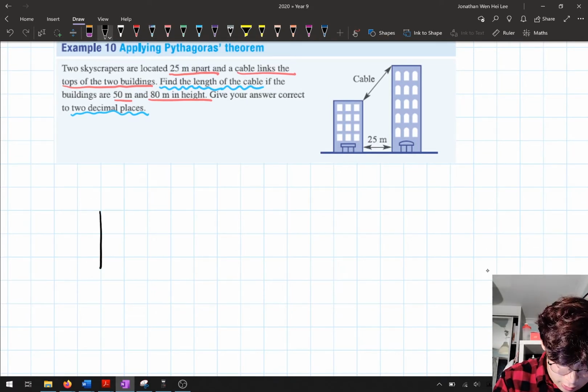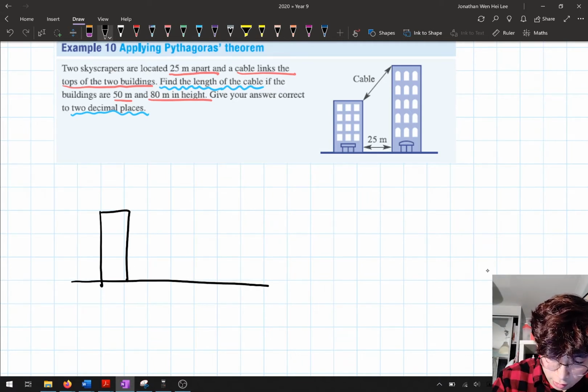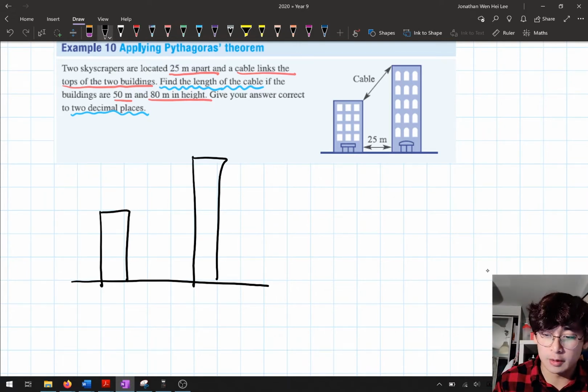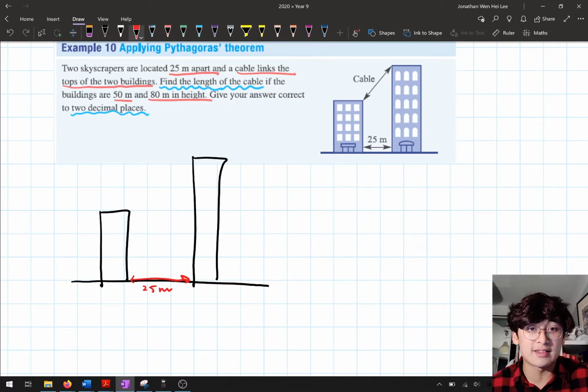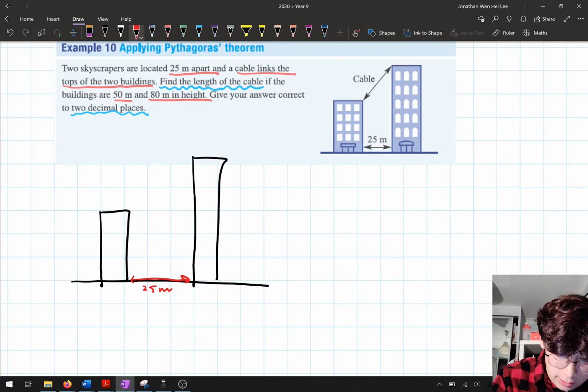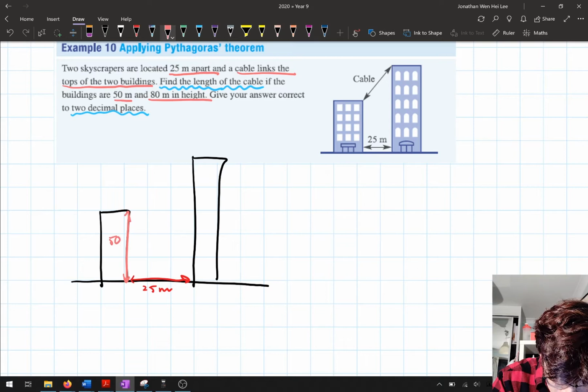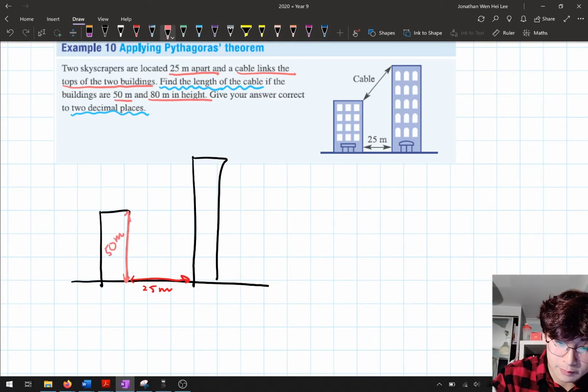So here, I'm going to draw out my first skyscraper. I'm going to draw out my second skyscraper over here. Now, what does the question tell me? Well, the question tells me that these two buildings are 25 meters apart, so this is 25 meters. On top of that, I know that these two buildings are 50 meters and 80 meters in height. So this building is 50 meters. I'm going to draw this a little bit better. So this is 50 meters.